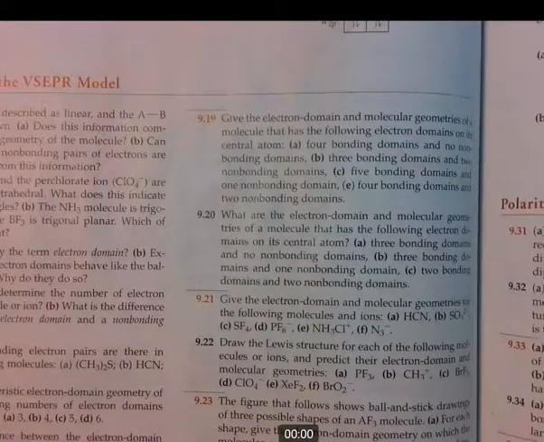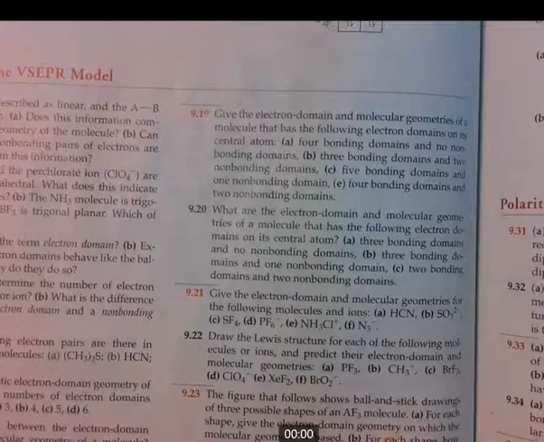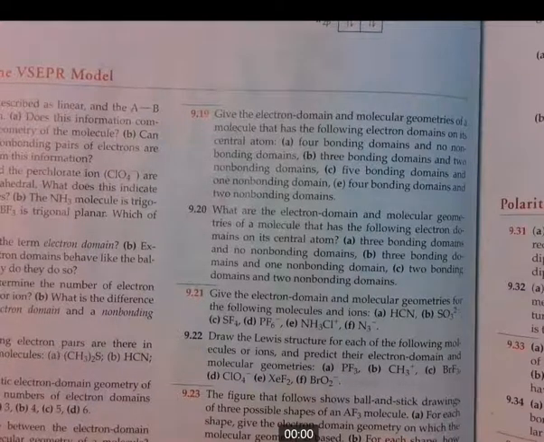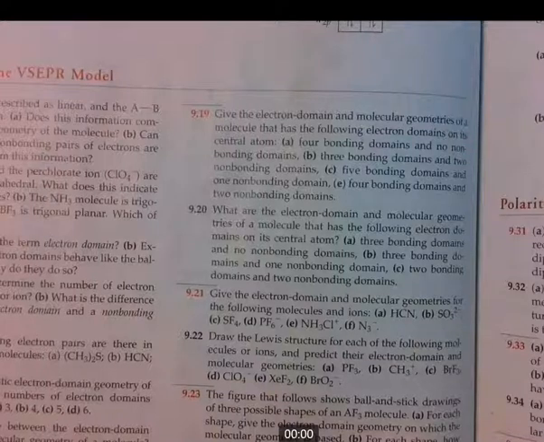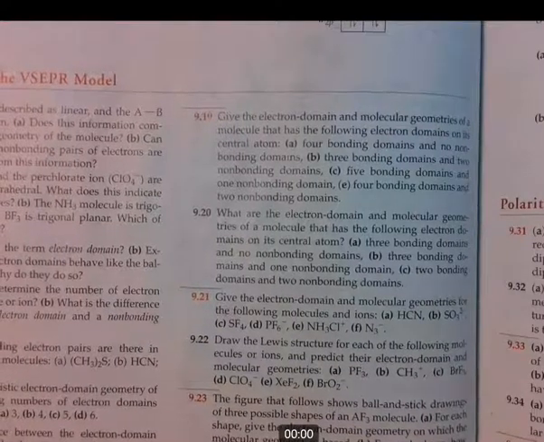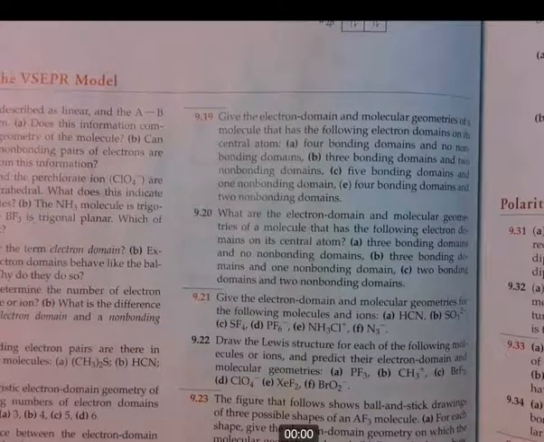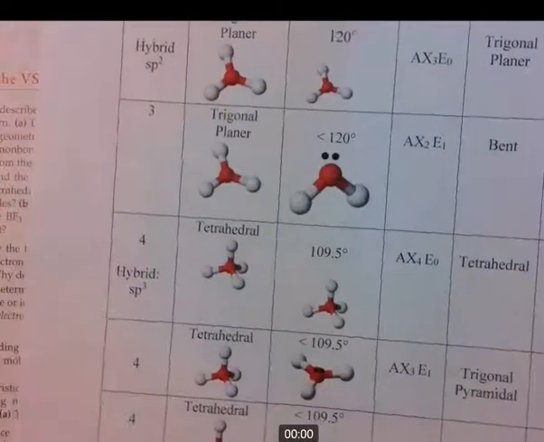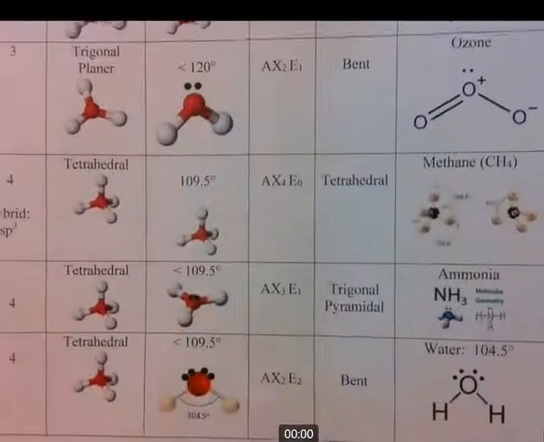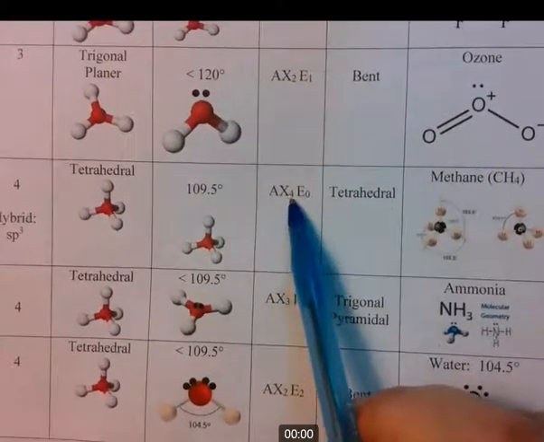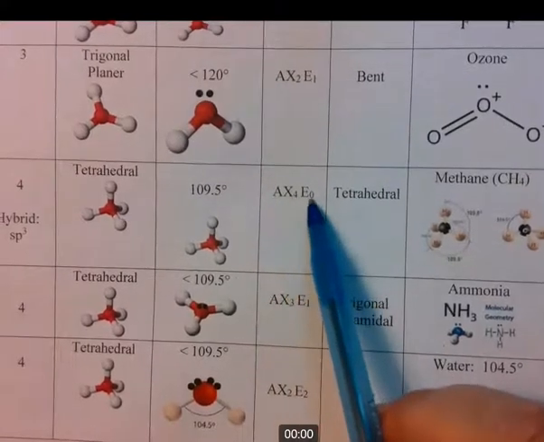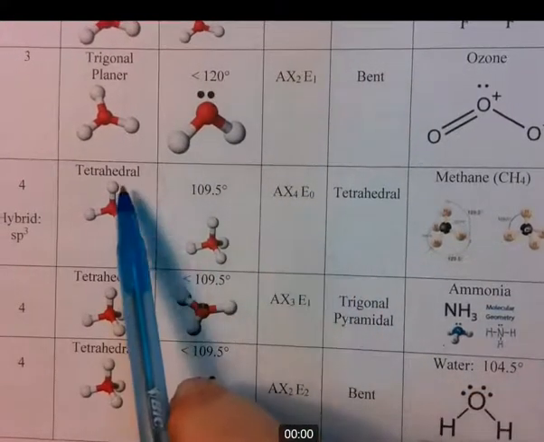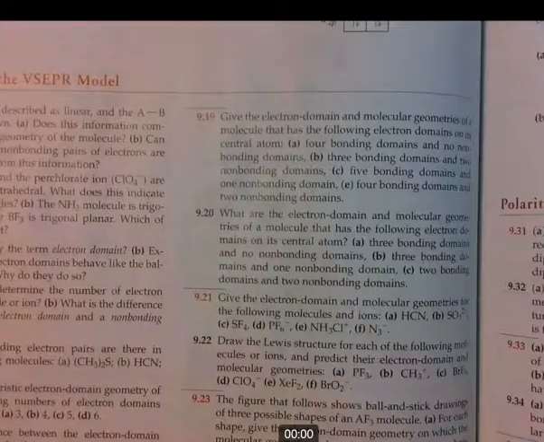Okay, so 919. It says, give the electron domain and molecular geometries of a molecule that has the following electron domains on its central atom. So it says 4 bonding domains and no non-bonding domains. So this is really easy. You just come to your chart and we look for AX4, those are bonding domains, E0, those are non-bonding. So it's 4 bonding and no non-bonding, so it would be AX4E0. So that's tetrahedral, tetrahedral. With your chart, this becomes a really easy question.